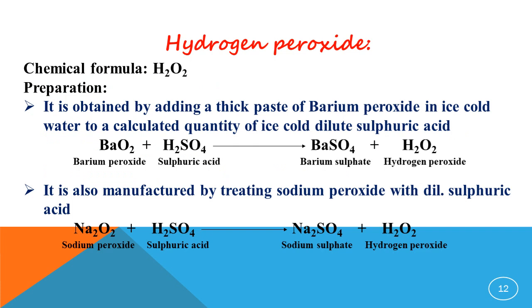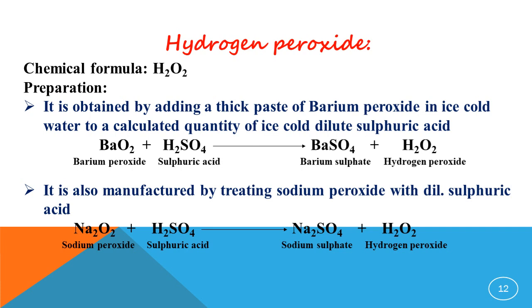Hydrogen peroxide. Molecular formula is H2O2. Molecular weight is 34 gram. Preparation. Hydrogen peroxide is prepared by the action of sulfuric acid on barium peroxide, that is BaO2 plus H2SO4 gives BaSO4 plus hydrogen peroxide.